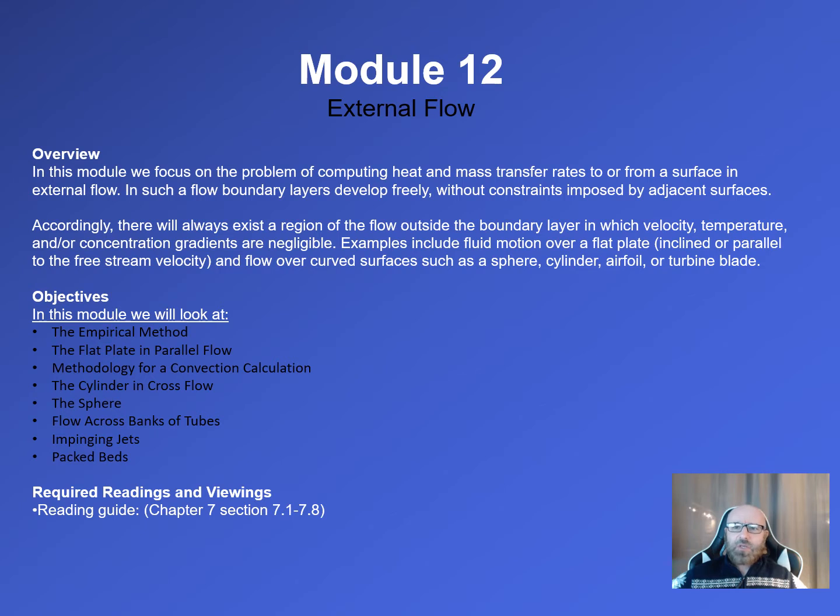So now let's take a look at the objectives we're going to cover within this module. We want to take a look at the empirical method, then discuss the flat plate and parallel flow, moving on to the methodology for a convection calculation, looking also at the cylinder in cross flow, the sphere, and then the flow across a bank of tubes, then moving on to impinging jets and also packed beds. So these are the objectives and topics we're going to be looking at within this Module 12, related back to our textbook, Chapter 7.